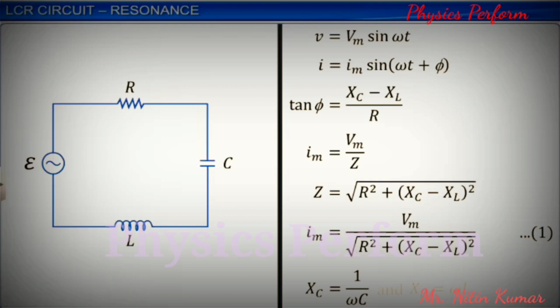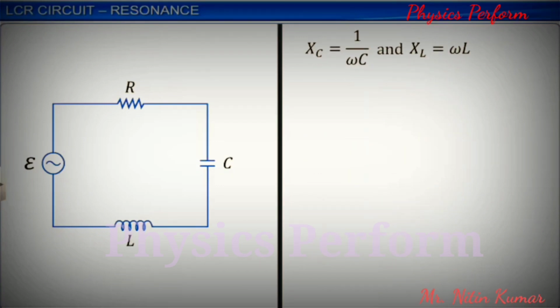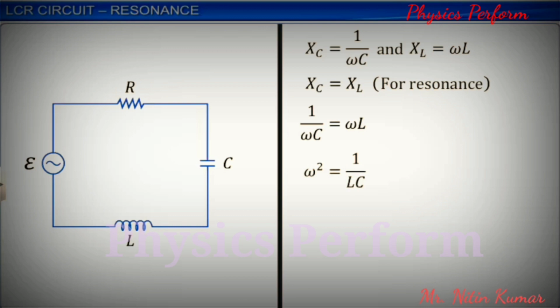For resonance in an LCR series circuit, the amplitude of the current in the circuit should be the maximum. For this, the necessary condition is Xc should be equal to XL. Substituting the values of Xc and XL in the expression, which is the condition for resonance, we get 1 by omega C equal to omega L, or omega square equal to 1 by LC. On further simplification, we get omega is equal to 1 by square root LC. Let this be equation 2.